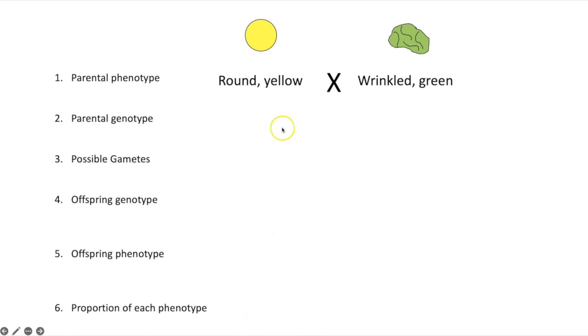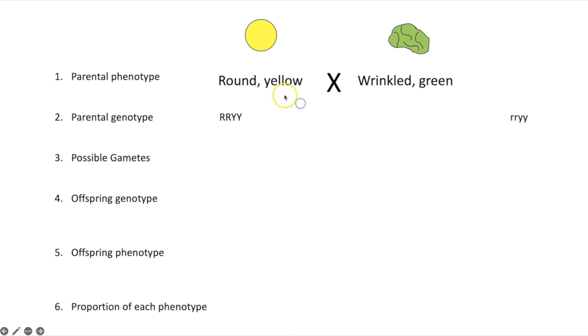So we've got a round yellow and a wrinkled green. And in this example, we are being told that the round yellow is homozygous dominant for both of those genes. Wrinkled green would have to be homozygous recessive for both, because wrinkled and green are recessive. Now, you aren't expected to know that. That's information you would have had to have been told.